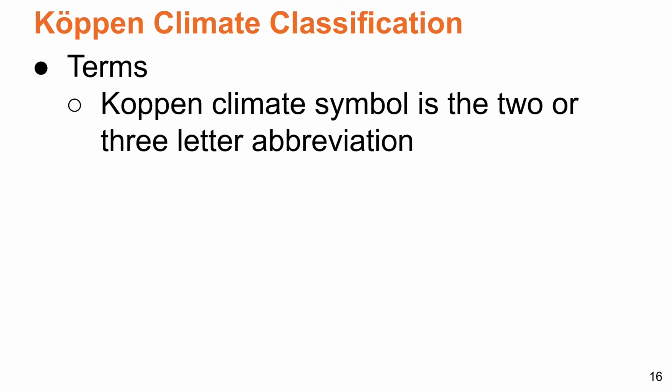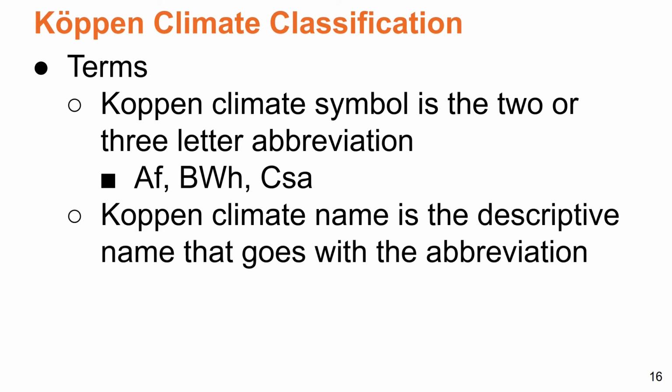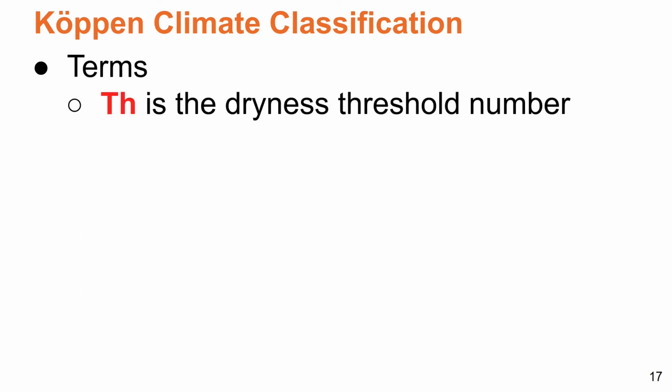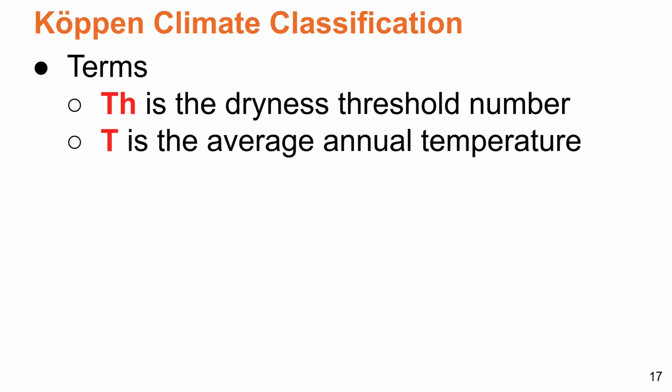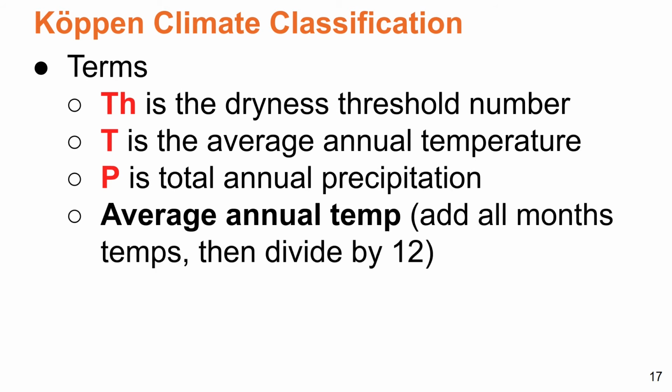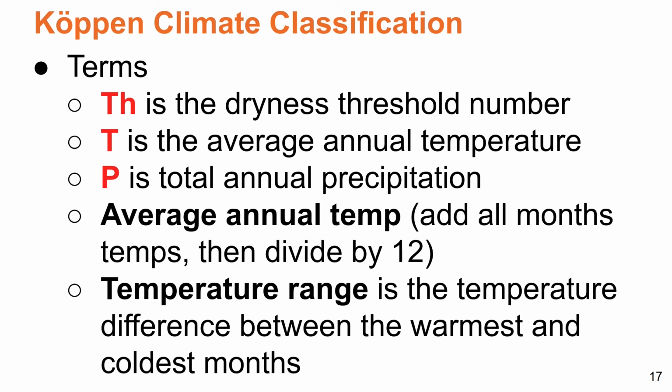So Köppen climate symbol, the 2 or 3 letter abbreviation, AF, BWH, CSA, the Köppen climate name, tropical rainforest, hot desert, Mediterranean hot summer. More terms, TH is the dryness threshold number. T is the average annual temperature. P is the total annual precip. The average annual temperature is determined by adding all the months and then divided by 12. The temperature range is the difference between the hottest and coldest months.